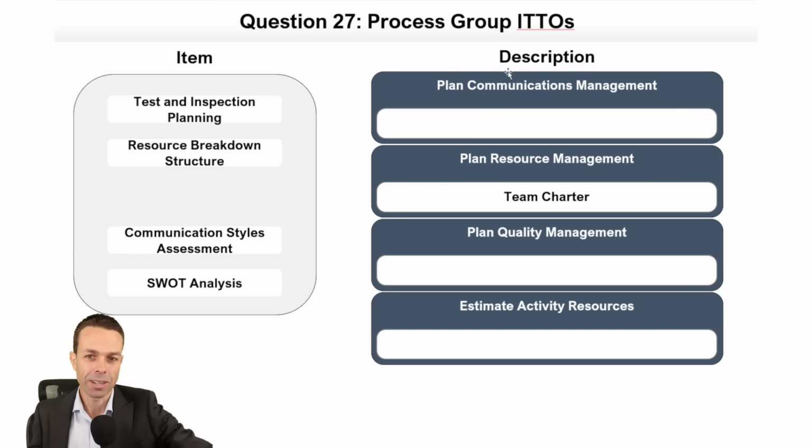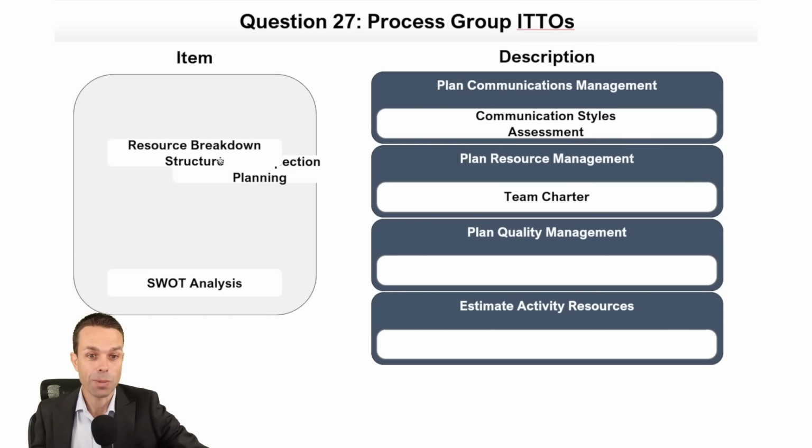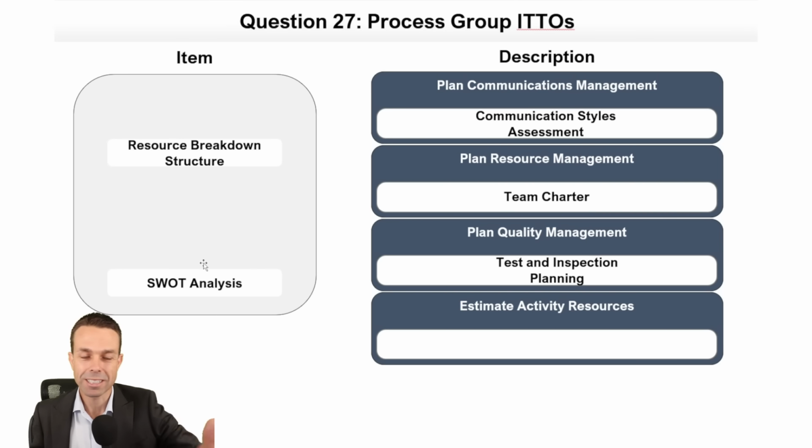Let's try an easier one. Planning communications management. We're going to use our communication styles assessment, just figuring out how our stakeholders want to be communicated to and what information they need. Very, very important. Planning quality management. We're going to do quality assurance, test and inspection planning to make sure that it meets the customer requirements and then check all of those off. And now we've got two left. SWOT analysis. That's more for risk and figuring out what risks we might have, our strengths and weaknesses and our threats. So I think we'll put that one aside for now.